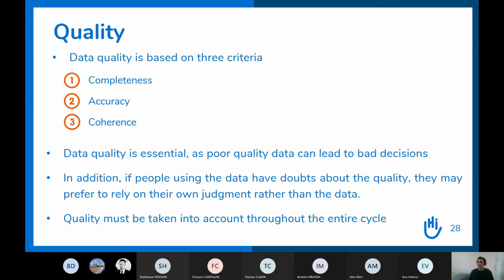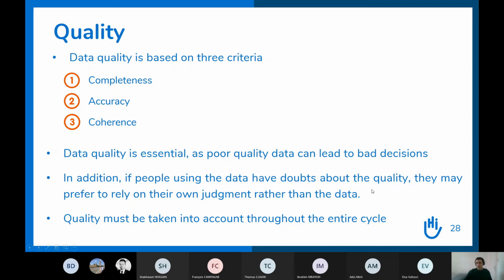And also, one of the issues, if your quality is not good enough, is that the people who are supposed to take decisions, the people who are supposed to use the data, if they do not trust the quality of the data, probably they will not use it. They will decide not to take the decision based on the data, and maybe they will decide to rely on their own judgment instead. So really, you have to have good quality data, and you have to build confidence in the quality of your data. Otherwise, people are going to doubt it and maybe not use it.